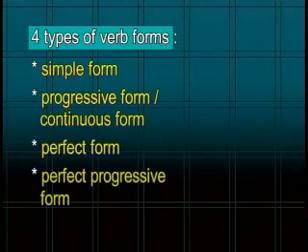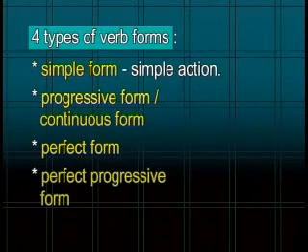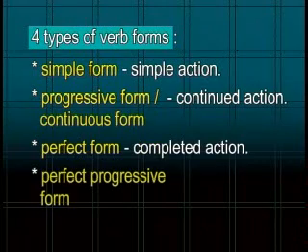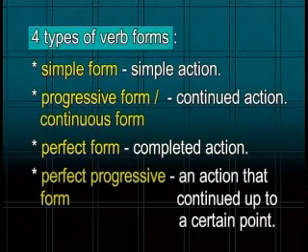The simple form describes a simple action. The progressive form describes a continued action. Sometimes it is called the continuous form. The perfect form describes a completed action. The perfect progressive describes an action that continued up to a certain point.